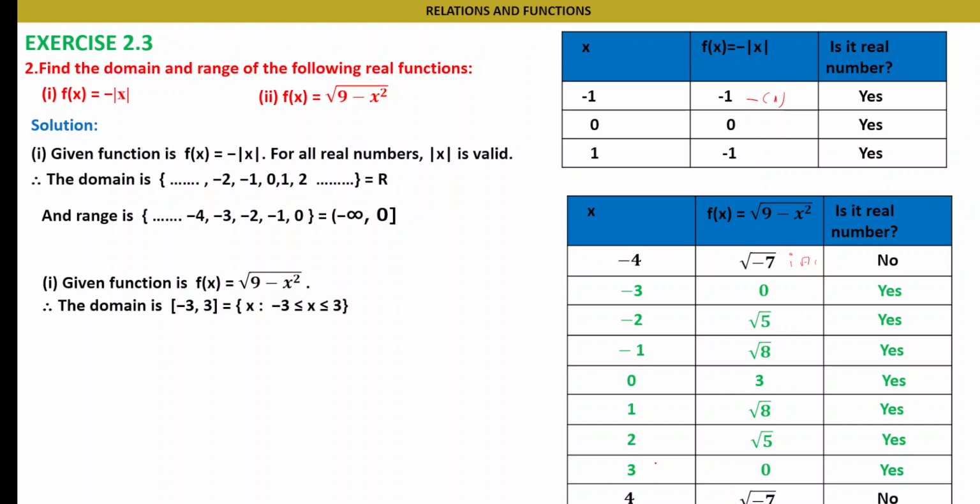Therefore, the domain is from minus 3 to 3. That is, x such that minus 3 is less than or equal to x less than or equal to 3. The range is 0 to 3, that is, y such that 0 is less than or equal to y less than or equal to 3.